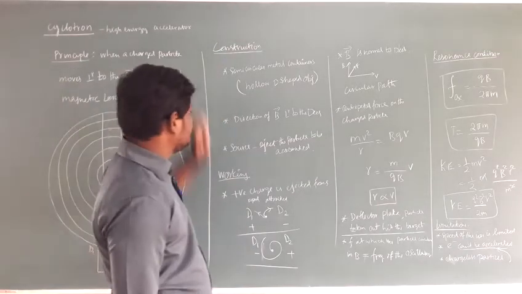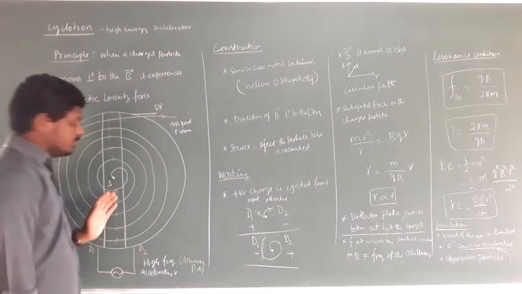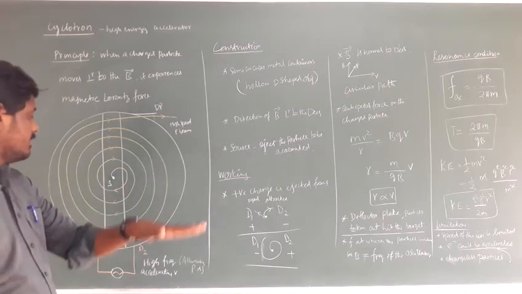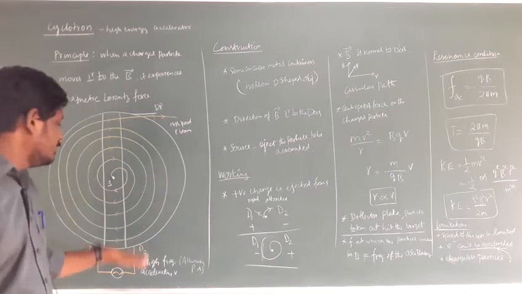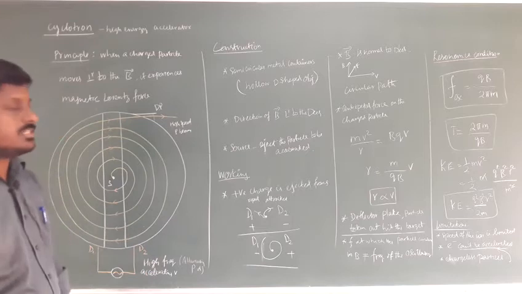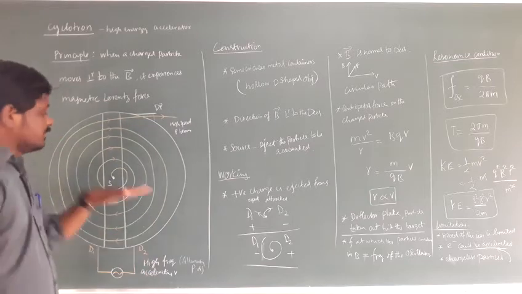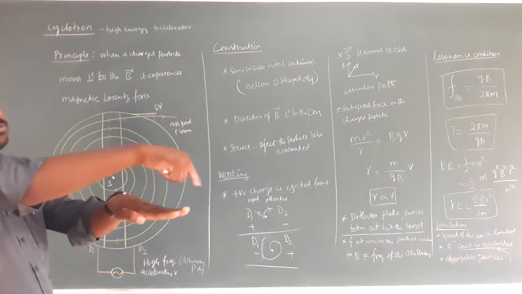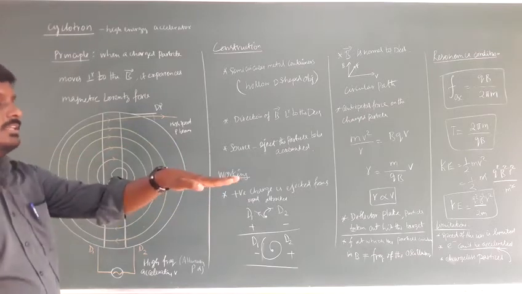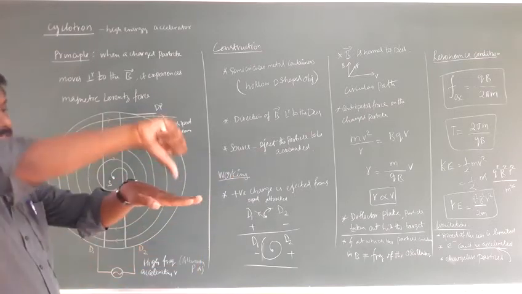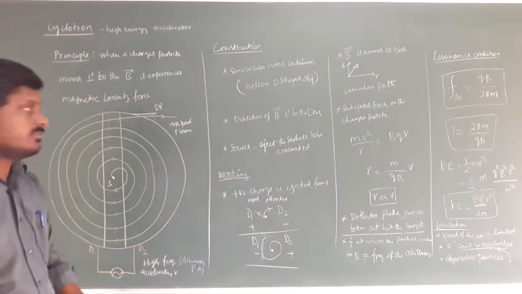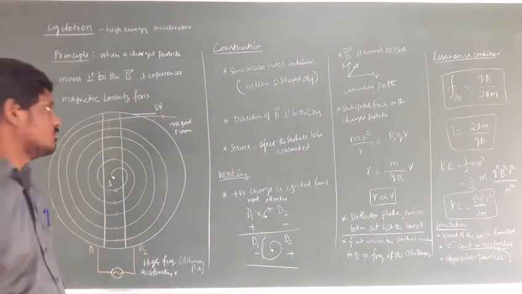So in the construction, there is an electric field and a magnetic field. D1 and D2 are connected to the alternating potential difference. This is the plane of the two semicircular Ds. There is a magnetic field perpendicular to the plane, so perpendicular to that alternating potential difference, we are also using a magnetic field.